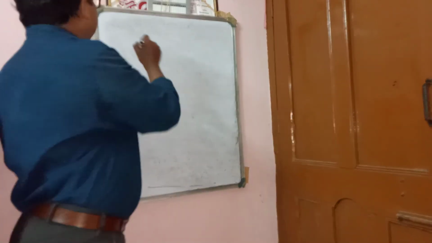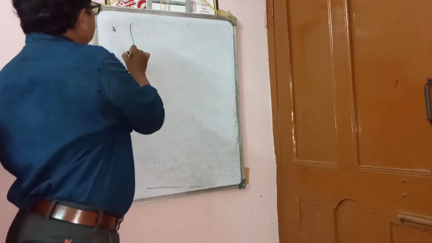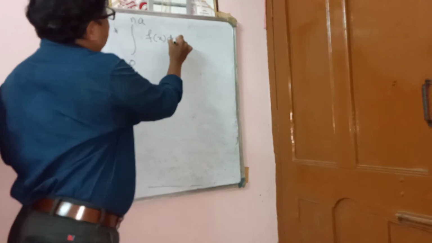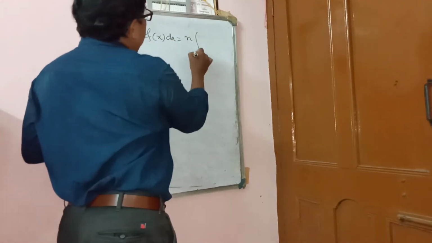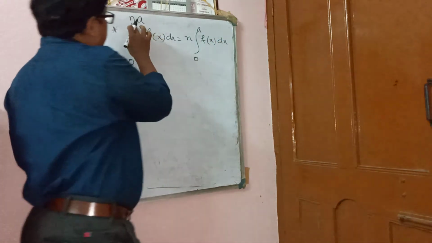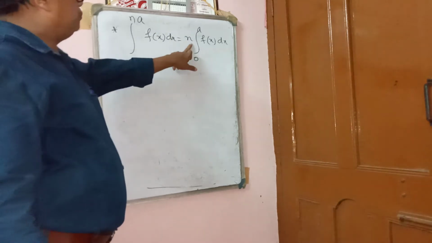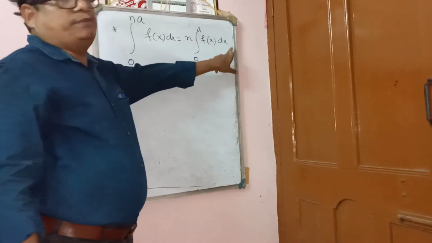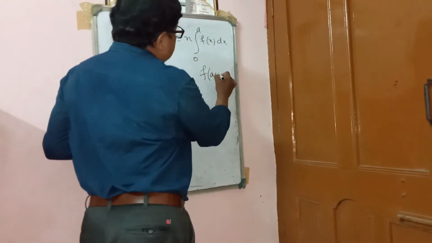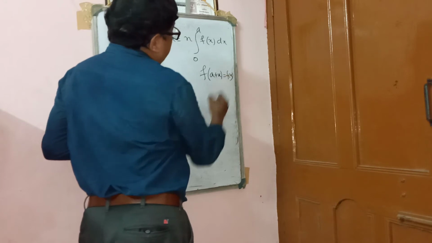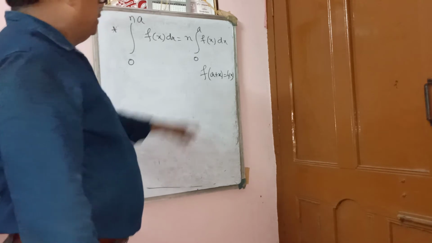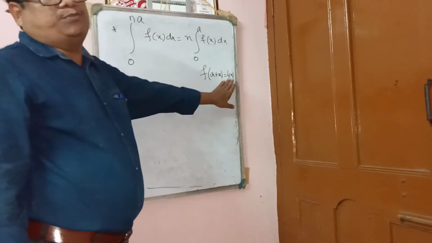Again, suppose the next one: the integral from 0 to na of f(x) dx equals n times the integral from 0 to a of f(x) dx. The n is in multiplication, so take n outside, times the integral from 0 to a of f(x) dx, if the condition is there: f(a plus x) equals f(x). Keep in mind, f(a plus x) equals f(x).